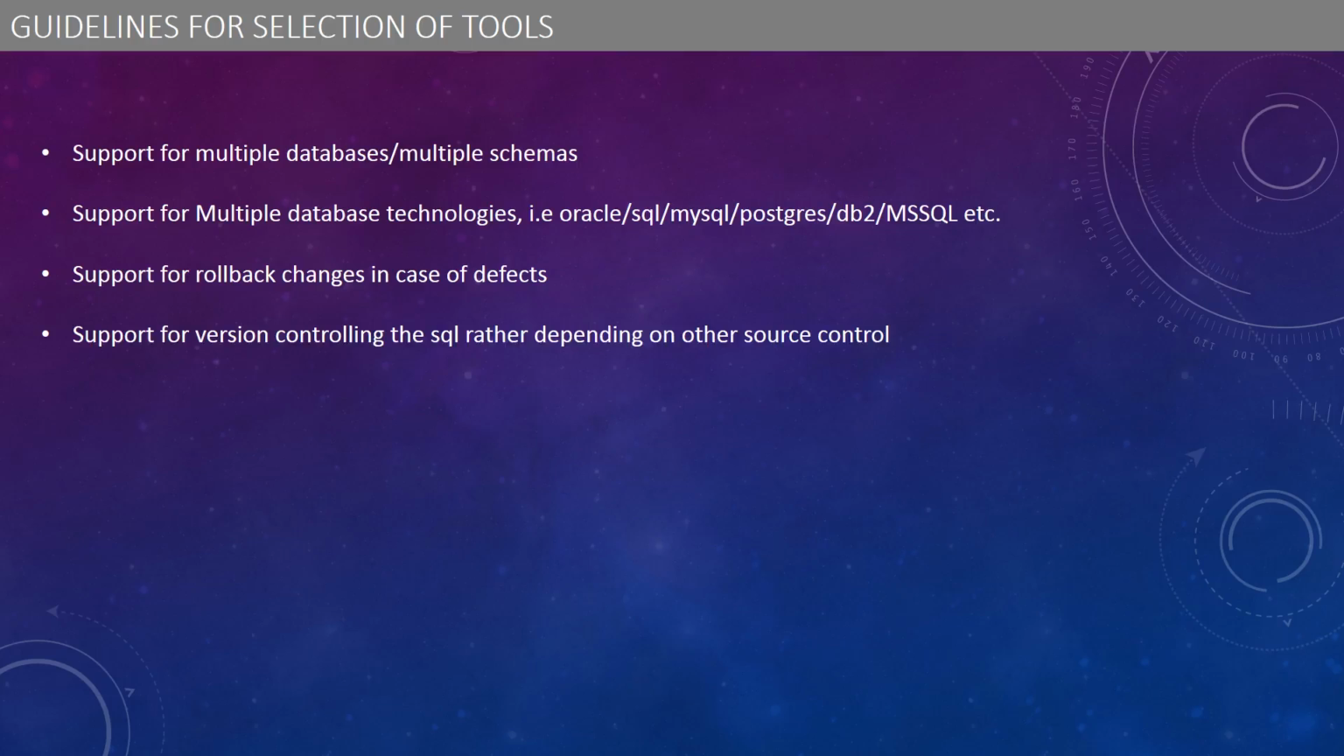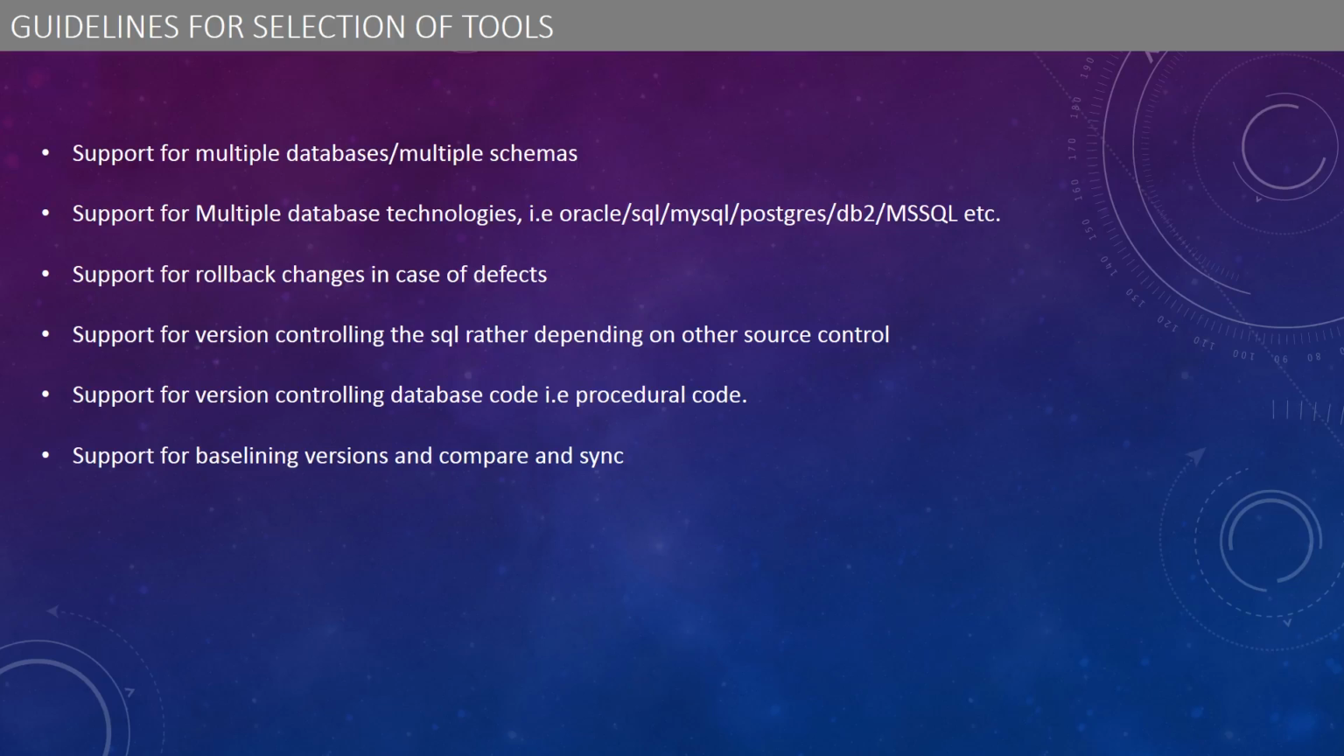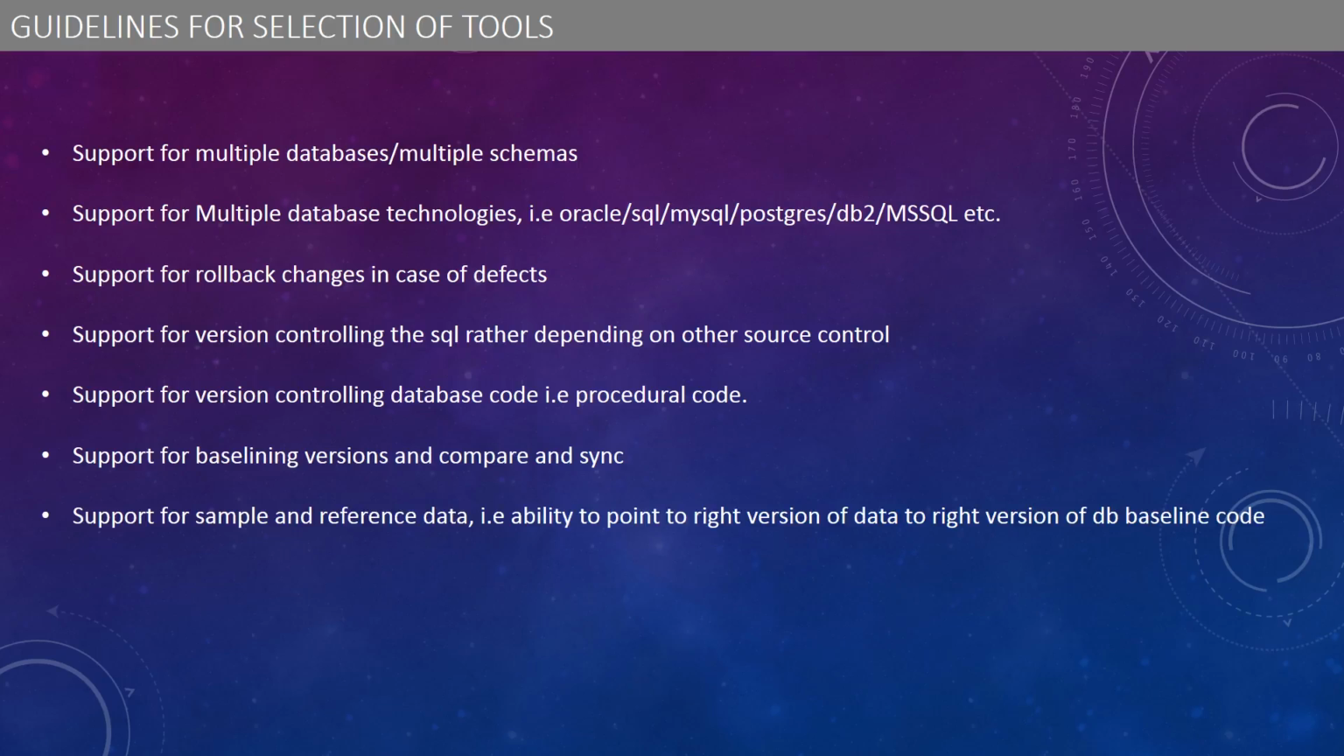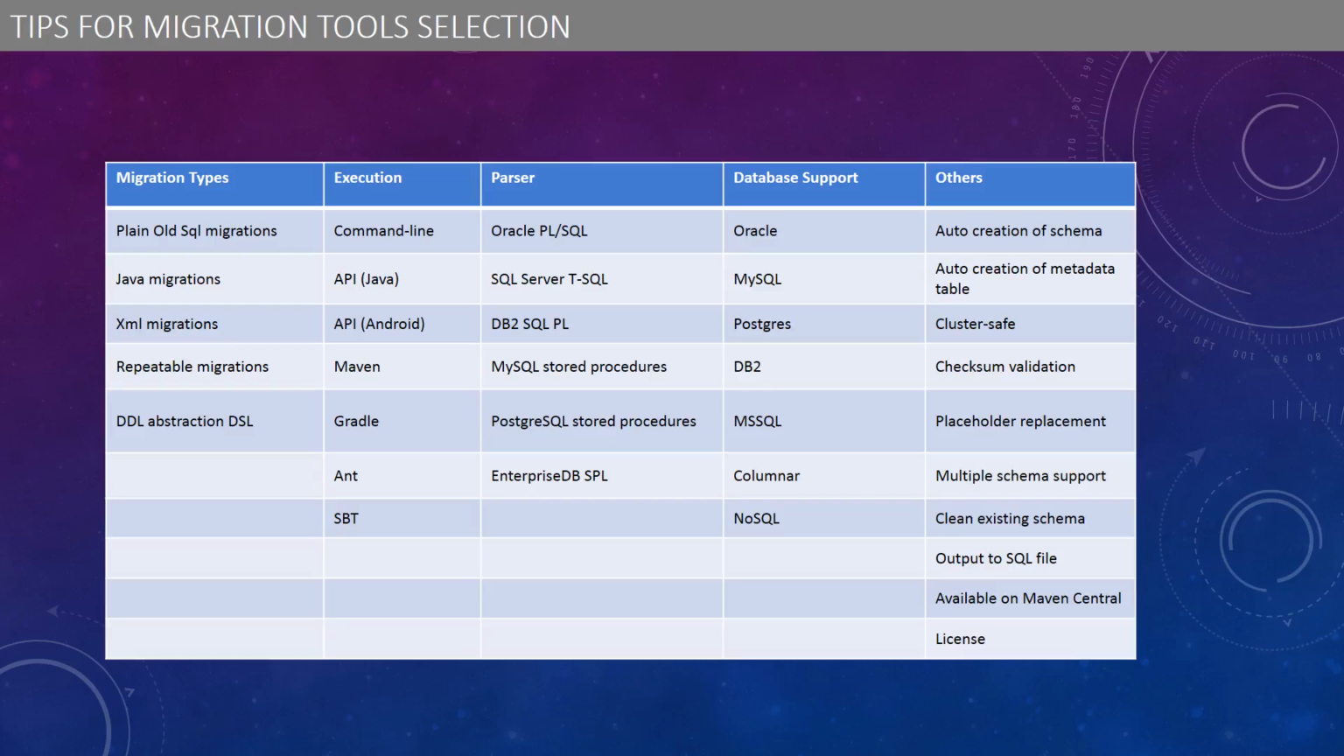Support for version control rather than depending on the source control system. Support for version controlling database code, that is procedural code. Support for baselining versions and comparing scripts. Reference data ability or backup scripts ability. So these are all the guidelines that you have. In a tabular format, I kept the same thing.